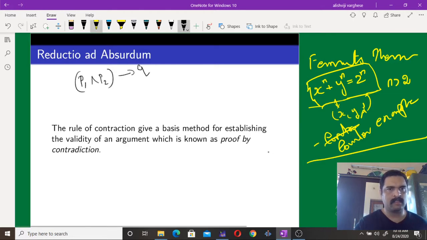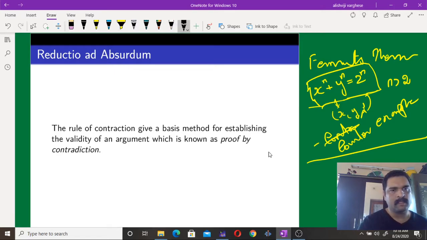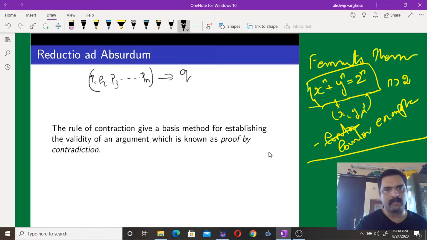or if you have a number of statements P1, P2, P3, etc., Pn, the premises imply the conclusion Q. This is a simple argument. Then proof by contradiction: we assume that all the premises are true, and we assume, say, negation Q.